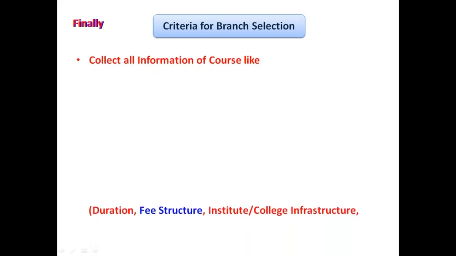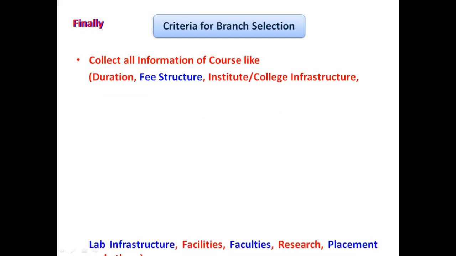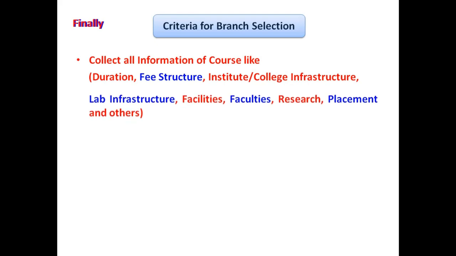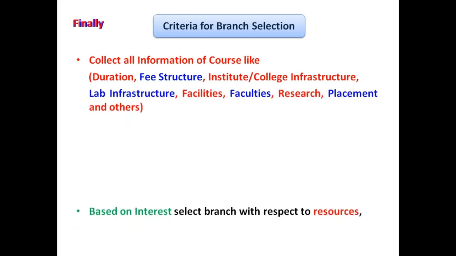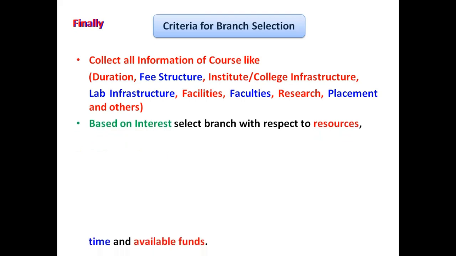So finally, we conclude with criteria for branch selection. First, collect all information about the branch like duration, fee structure, institute, college infrastructure, lab infrastructure, facilities, faculties, research, placement, and others. Based on interest, select a branch with respect to resources, time, and available funds.